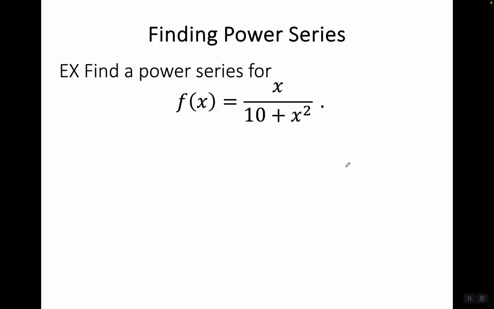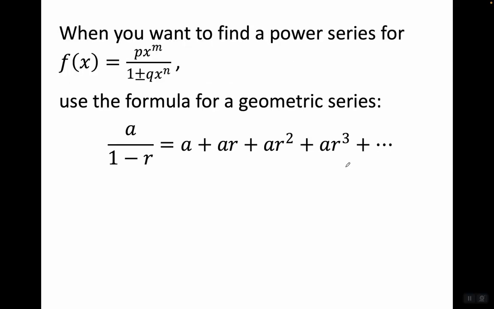How about finding a power series for f of x equals x over 10 plus x squared? The book generally won't tell you about this, but when you want to find a power series for f of x equals some function of the form p x to the m all over 1 plus or minus q x to the n, use the formula for a geometric series: a over 1 minus r equals a plus ar plus ar squared plus ar cubed plus etc.